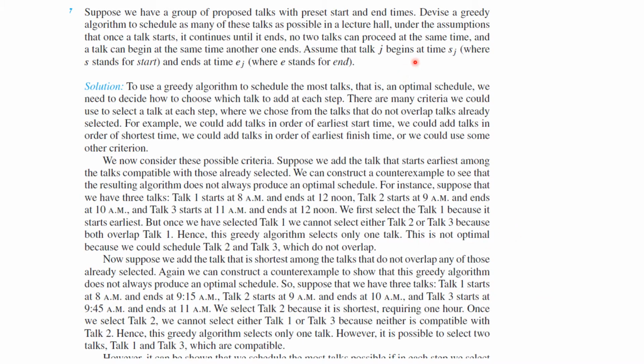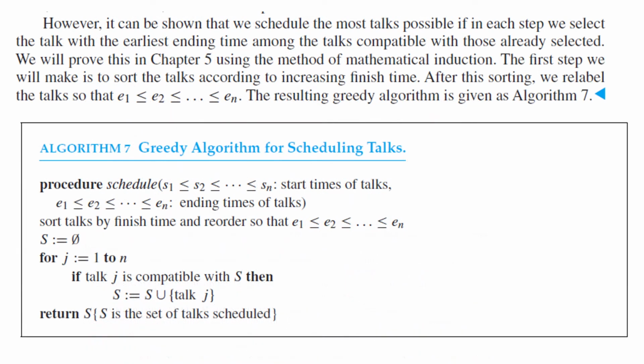So we've decided that those can't be the criteria that we use. However, it can be shown that we schedule the most talks possible if, at each step, we select the talk with the earliest ending time among the talks that are compatible with those already selected. We're going to prove this in a bit using mathematical induction. The first step is to sort the talks according to increasing finish time, so E1 is less than or equal to E2 and so on. We sorted them that way.